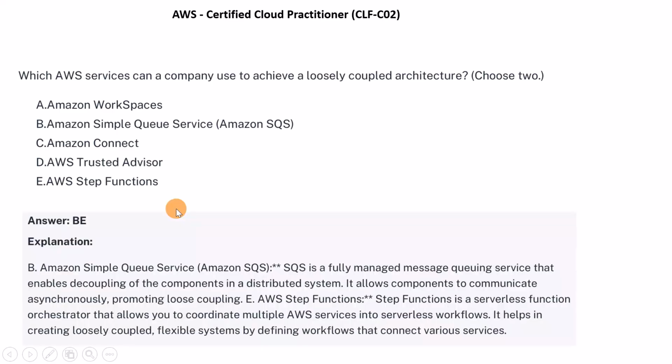The correct options are option B and option E. Option B, Amazon Simple Queue Service. SQS is a fully managed message queuing service that enables decoupling of the components in a distributed system. It allows components to communicate asynchronously, promoting loose coupling. And option E, AWS Step Functions. Step Functions is a serverless function orchestrator that allows you to coordinate multiple AWS services into serverless workflows. It helps in creating loosely coupled, flexible systems by defining workflows that connect various services.